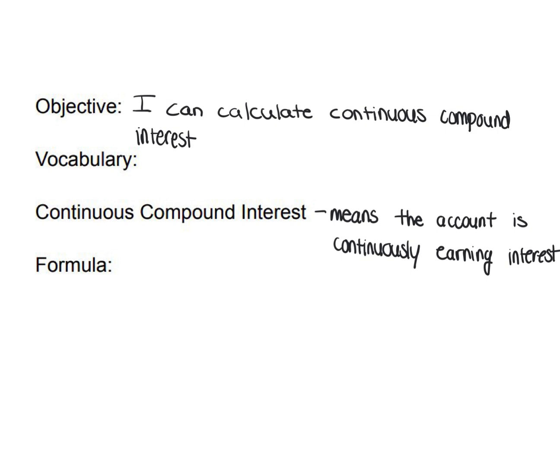So the objective of our lesson is I can calculate continuous compound interest. Now what that means is that the account is continuously earning interest. So there's not a number of times per year. So the formula is just A equals P, the number e, as in the number e that we introduced earlier, raised to the rt power.